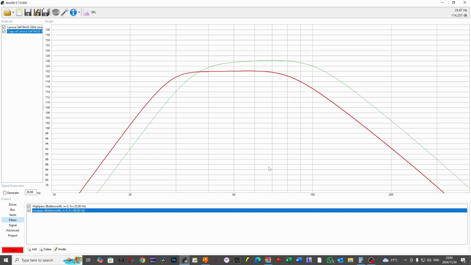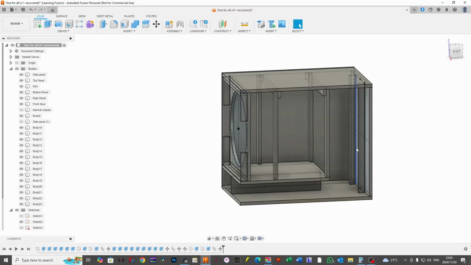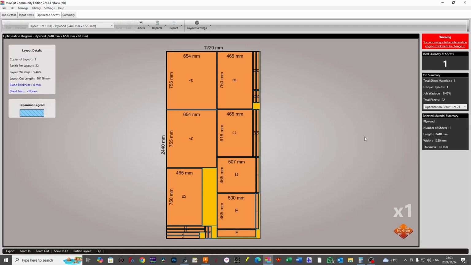The LaVoce SAF 184.03, we landed up with a cabinet which is like 172 liters, which then boils down to 160 liter cabinet and one sheet of material. So if you would like to buy the plans for this, I am going to be making a CNC version of this. I'll be making the full layout available to you guys, but I'm sure a lot of you people, I can simply just steal from what you see, right?